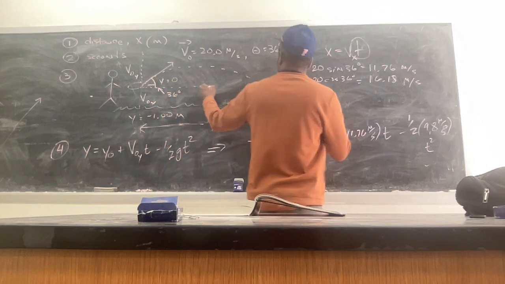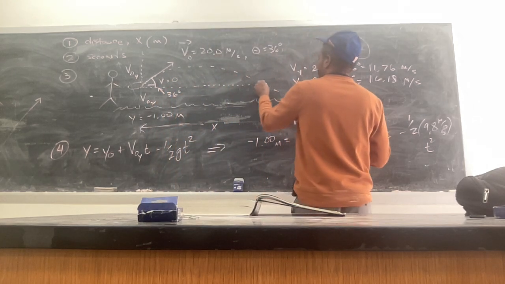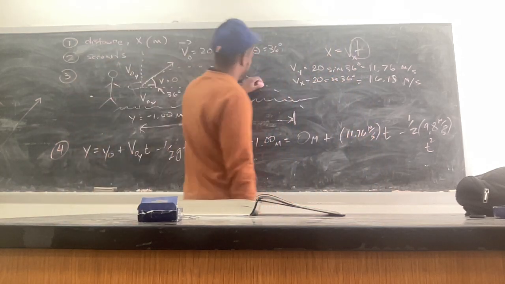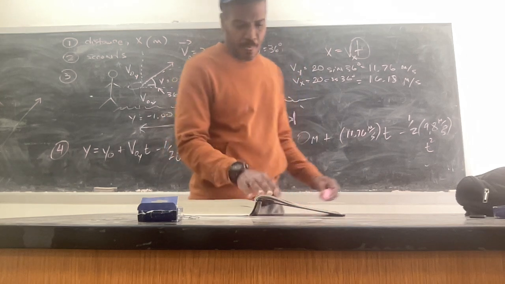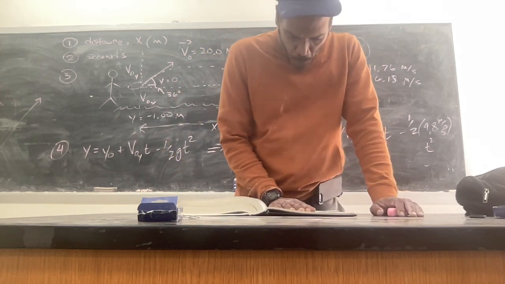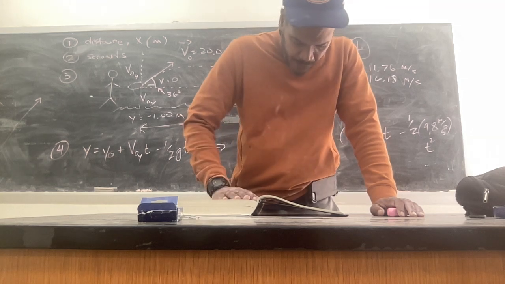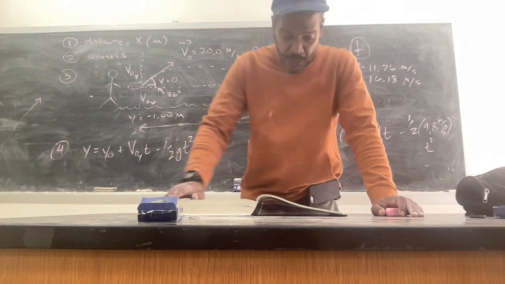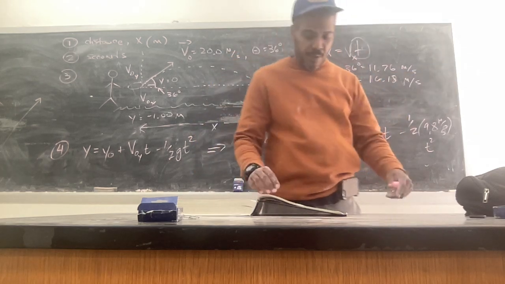So this distance, see that? See this distance here? Yeah, it's negative gravity. So we're kicking the ball. When we kick the ball up, gravity pulls down on it.